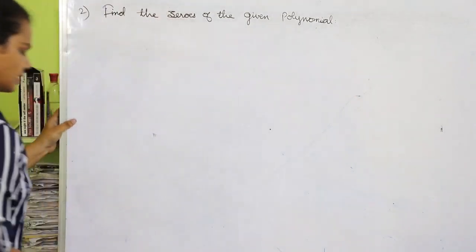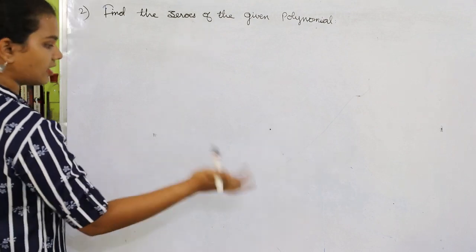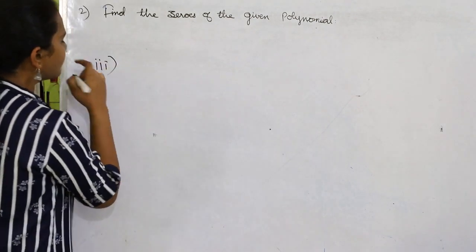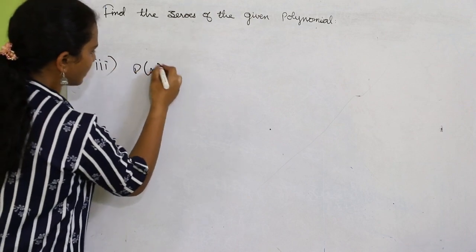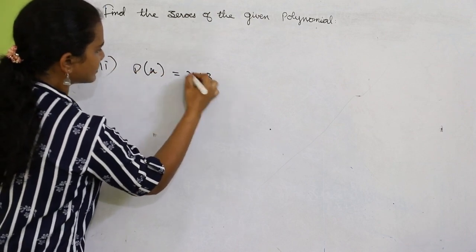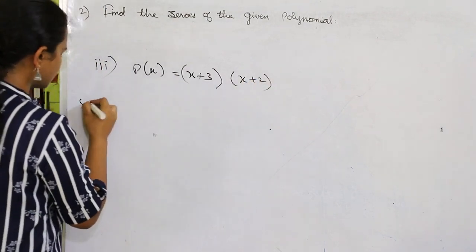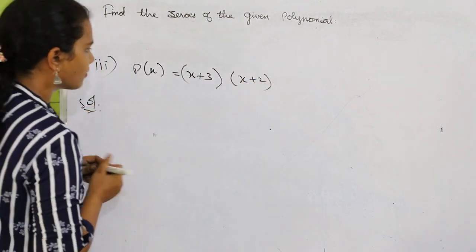X plus 2, x plus 3. So here they asked what the second... The third one is very similar to the second one, as usual, where p of x equals x plus 3 and x plus 2. So this is the given one, guys, for the third one.